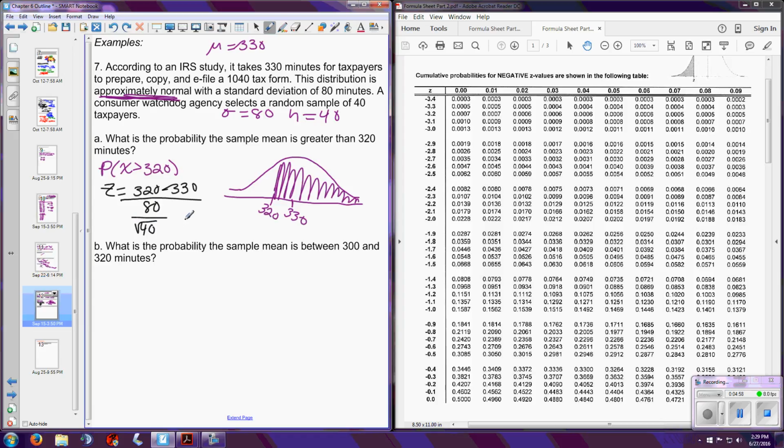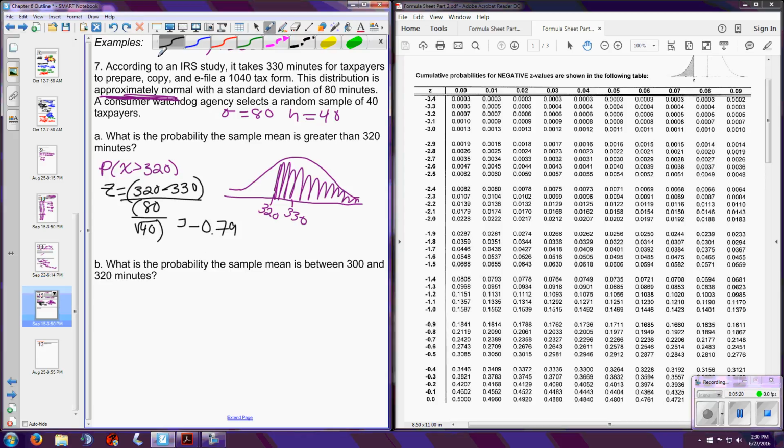Be very careful how you type this in your calculator. If you do this all at once, you need parentheses around the numerator and also around the denominator. Do not, under any circumstance, round the denominator. I would say get used to typing this in all at once. This gives us a z-score of negative 0.79.